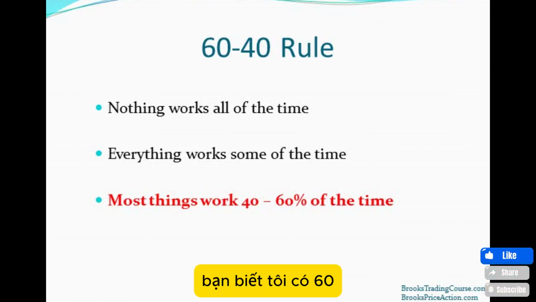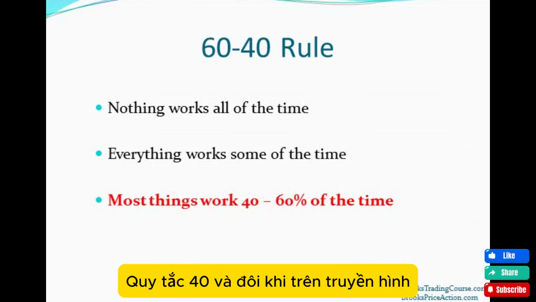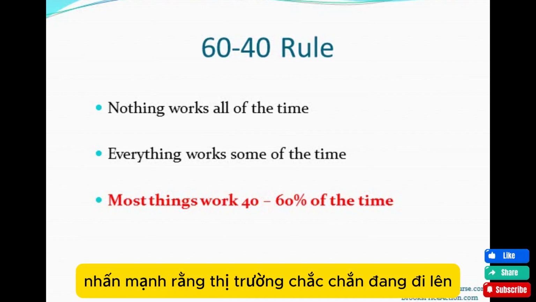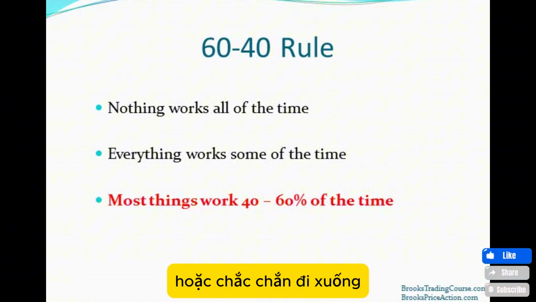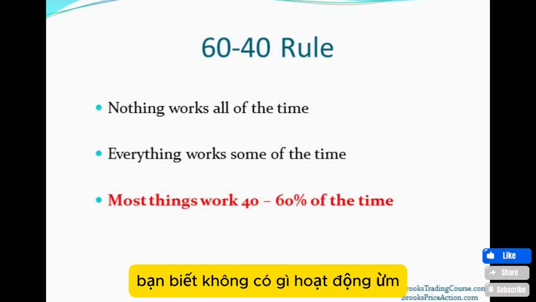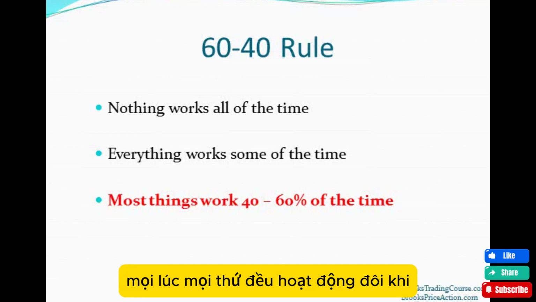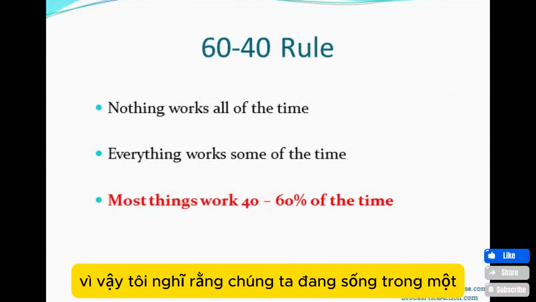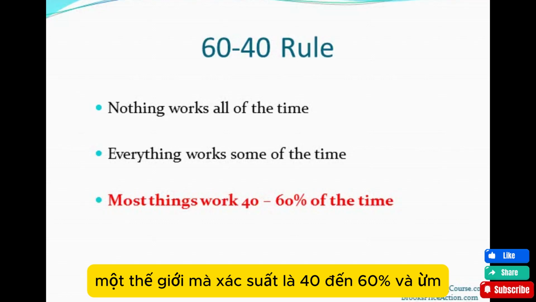I have a 60-40 rule. Sometimes on television you'll see someone insisting that the market is definitely going up or definitely going down, or some report is definitely bullish or bearish. Nothing works all of the time. Everything works some of the time. Most things work 40 to 60% of the time. So I think we live in a world where the probability is 40 to 60%.